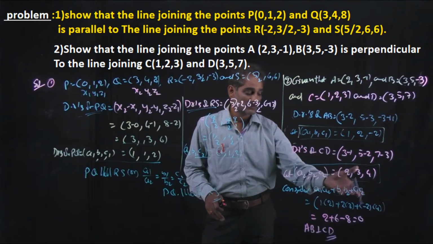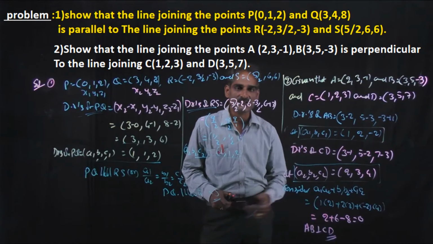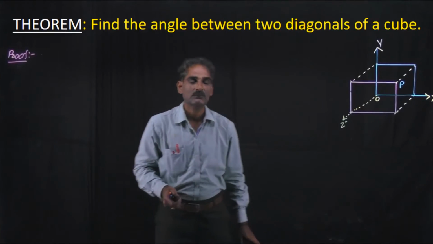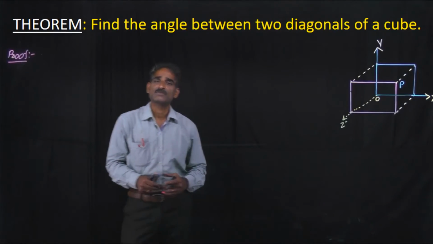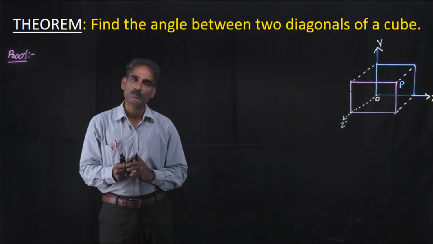At this condition, A1 A2 plus B1 B2 plus C1 C2 equals 0, you can say that the two lines are perpendicular. See this theorem. This is an important problem or theorem. From an IIT point of view, it is very important.